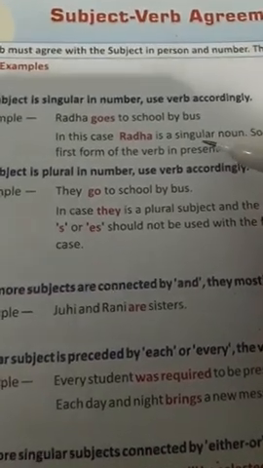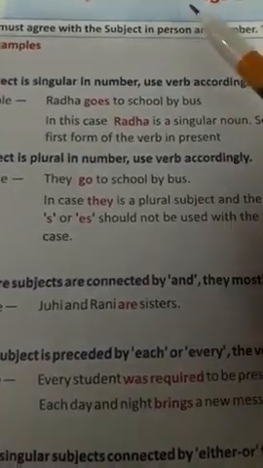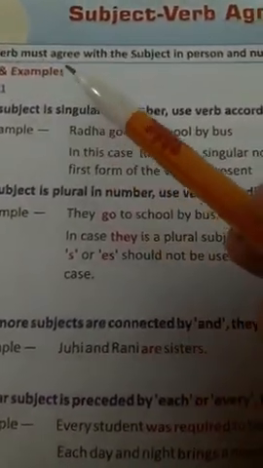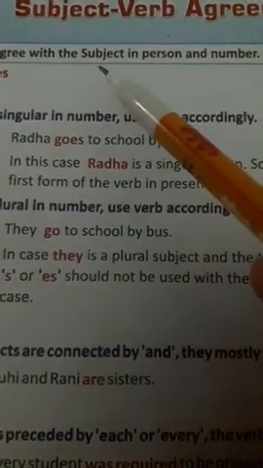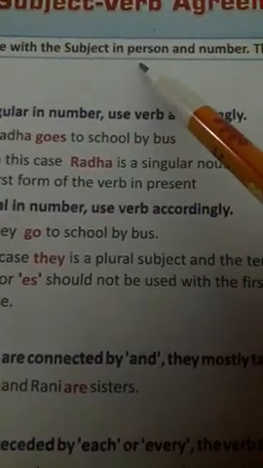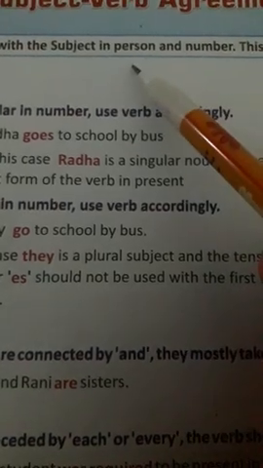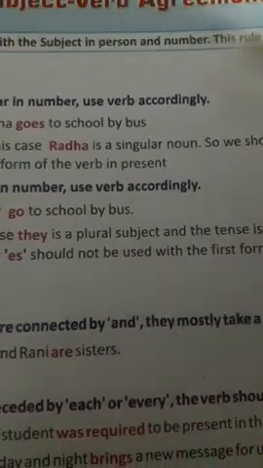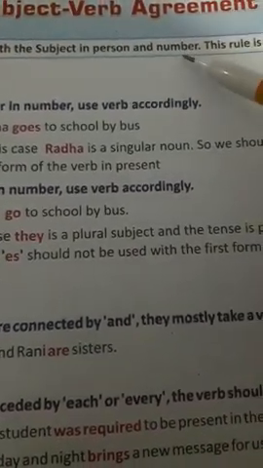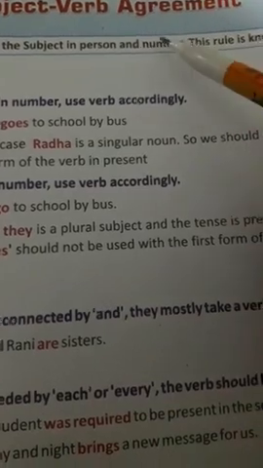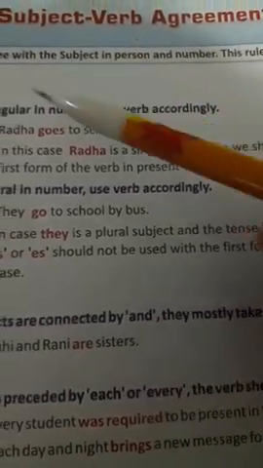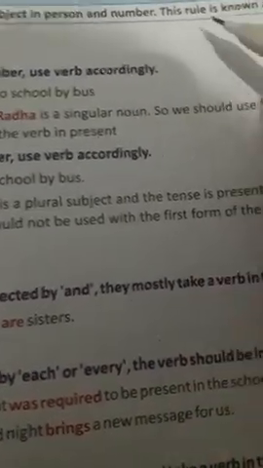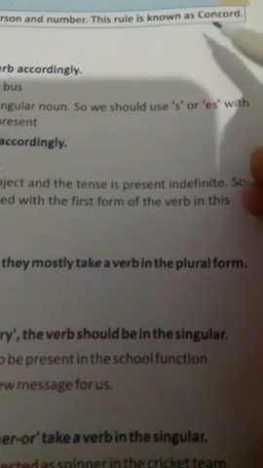I always used to say that the verb should be according to your subject. I told you, no? Now see here. The verb must agree with the subject in person and number. Person means first person, second person or third person, and number means whether it's singular or plural. So the verb should be according to the subject in person and number, and this rule is called a concord.